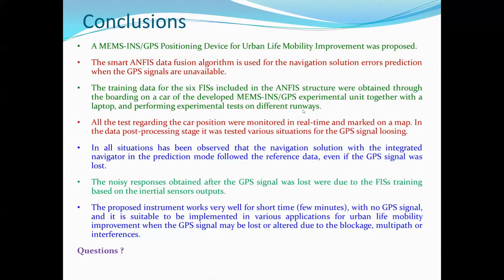The conclusions are that a MEMS INS/GPS positioning device for urban life mobility improvement was proposed. The smart ANFIS data fusion algorithm is used for the navigation solution error prediction when the GPS signals are unavailable. We include in the ANFIS six independent fuzzy inference systems, each one for the three position channels and three speed channels.